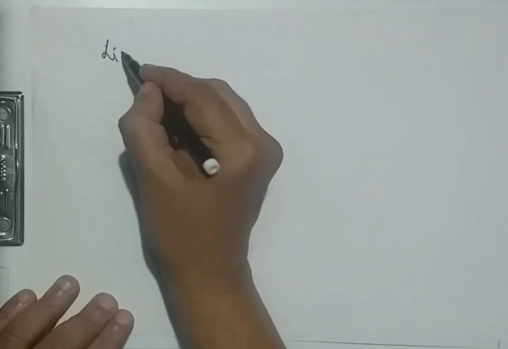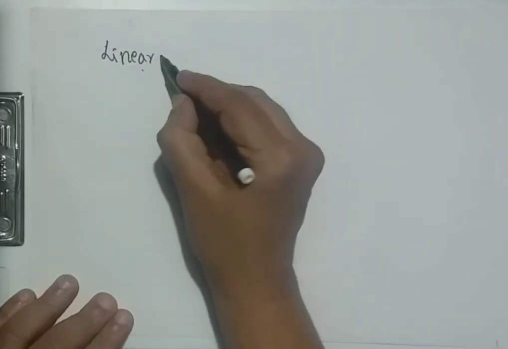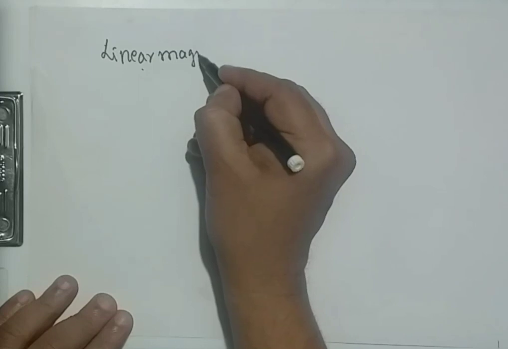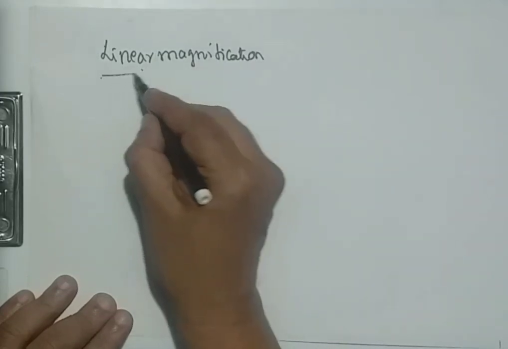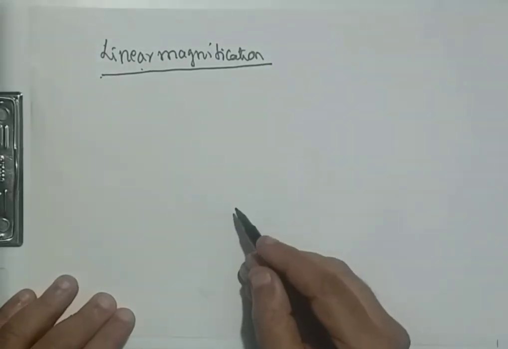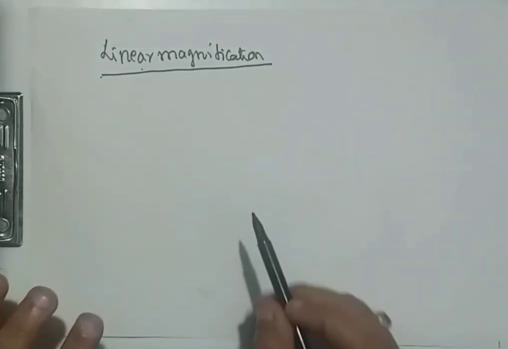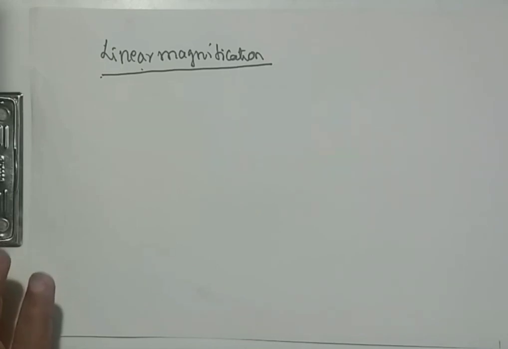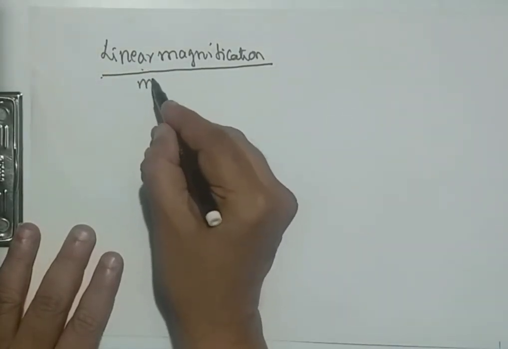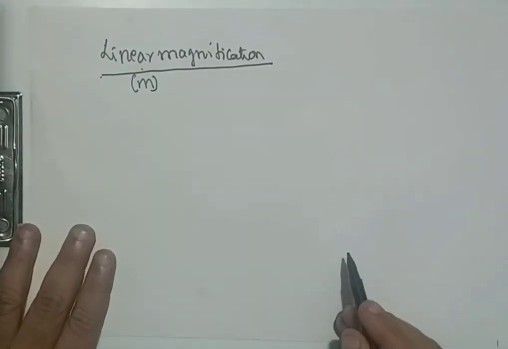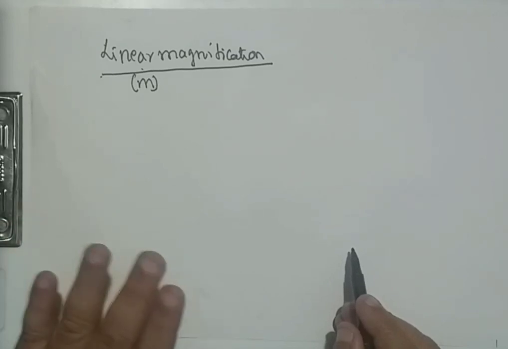That next concept usually we call as linear magnification. Linear magnification, that is defined as ratio of height of the image to the height of the object. Very simple definition. Ratio of height of the image to the height of the object is called as linear magnification, usually denoted by lowercase m, small m, like this. We want to derive this.